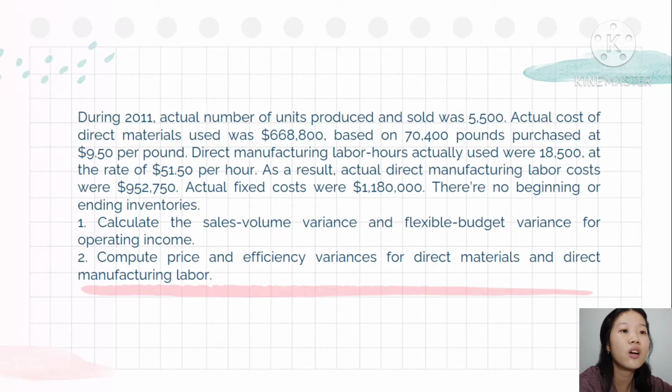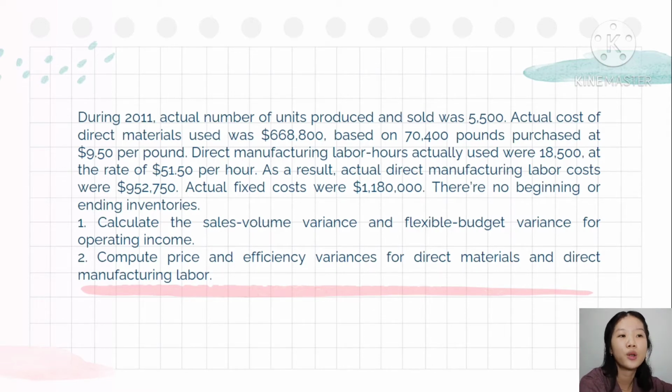Direct manufacturing labor hours actually used were 18,500 at the rate of $51.50 per hour. As a result, actual direct manufacturing labor costs were $952,750, and the actual fixed costs were $1,180,000, and there are no beginning or ending inventories.